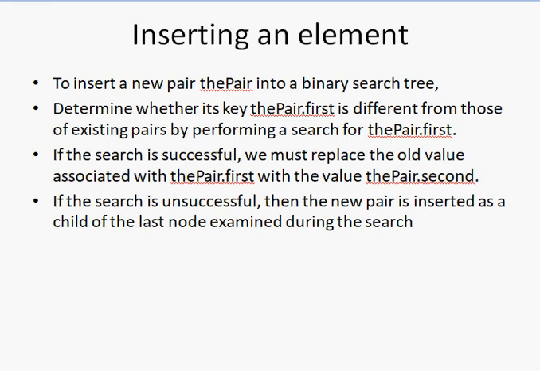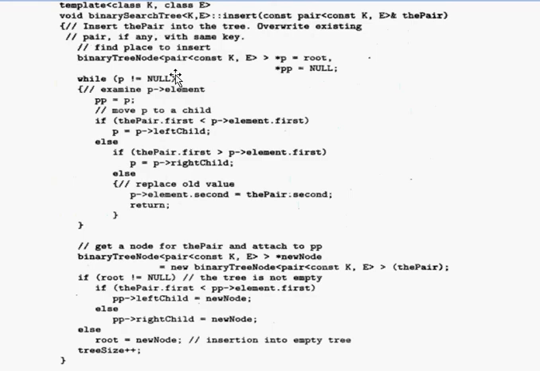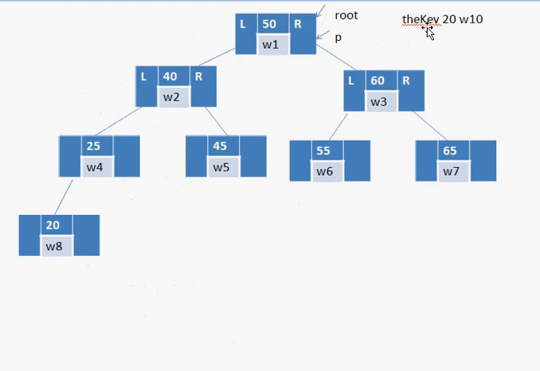Okay, now let's try to discuss the program. So here, this is your main program, binary search tree insert. This insert method takes the pair. The pair has two components, the pair dot first and the pair dot second. Now the situation right now is the pair dot first, the key element, is 20.